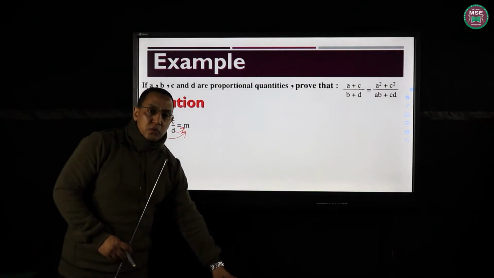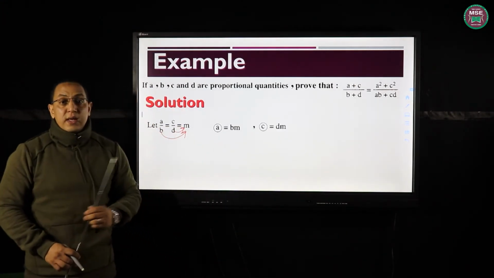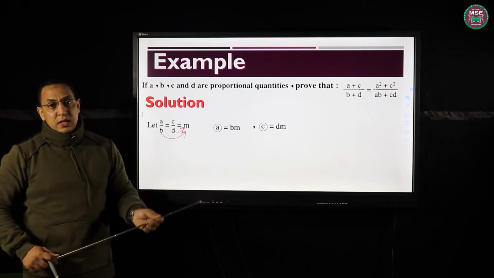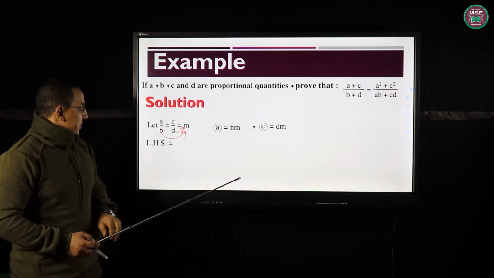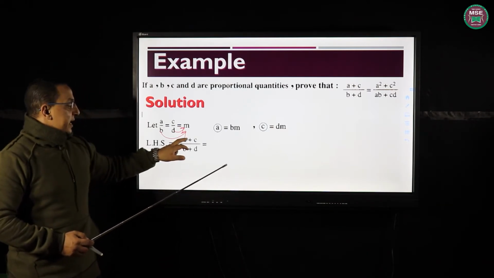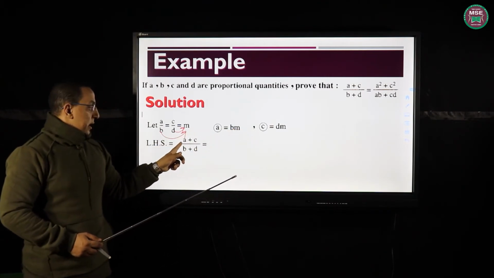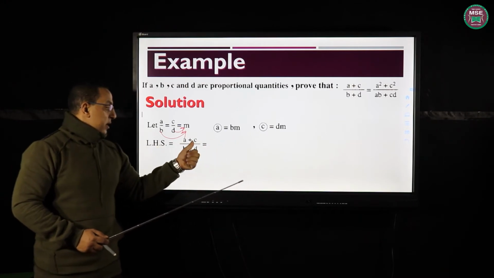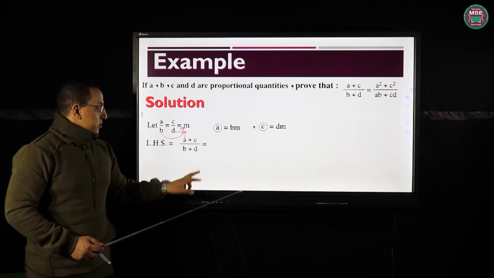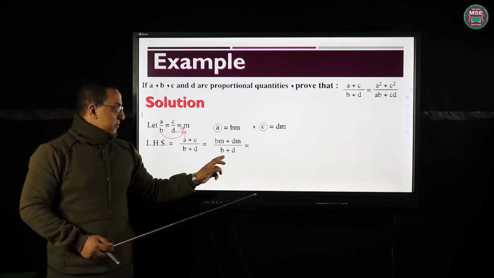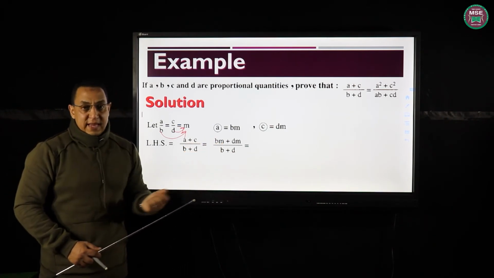Now I'm going to write a equals bm and c equals dm, as we said before in the property. Now I'm going to replace a and c. In the left hand side, in place of a I will write bm, and in place of c I will write dm, and I'm going to leave b and d without change. It will be bm plus dm over b plus d.